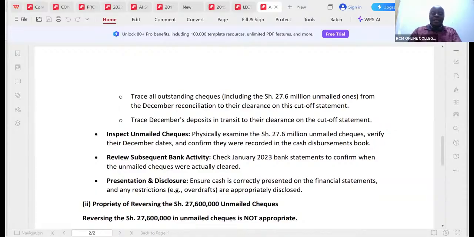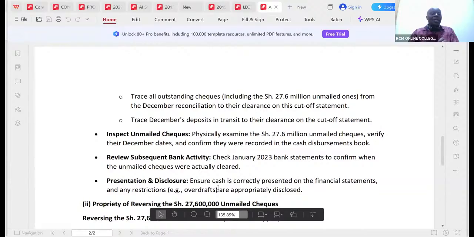Yes. So it is ACCA cover P. For example, the last P is for presentation and disclosures. I expect a good ninja to type all the others for me. Under presentation and disclosure, you can see a very good point here, ladies and gentlemen: ensure cash is correctly presented on the financial statements, and any restrictions, e.g. overdrafts, are appropriately disclosed.